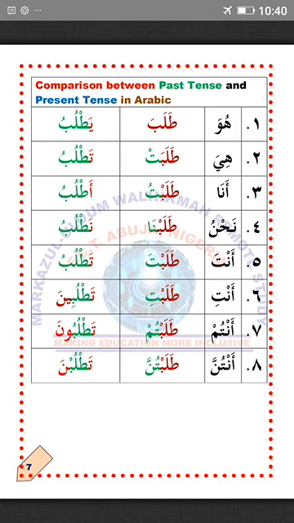Khamsa, number 5. Anta, you, representing a single male person. Talabta, you have requested, or you requested. Tatlubu, you are requesting, or you request.